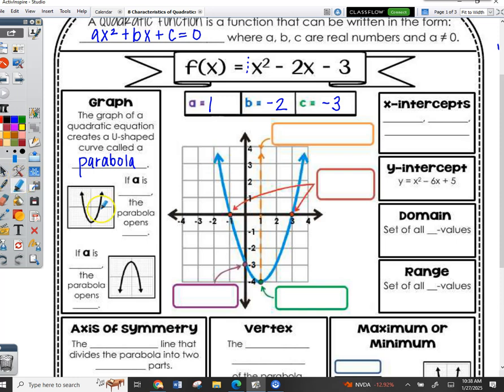Basically, every parabola that you work with is either going to face up or it's going to face down. You're never going to have a parabola turned on its side. And there's a reason for that. This f means it's a function. If I have a graph turned on its side, do you remember that? It's like constant.